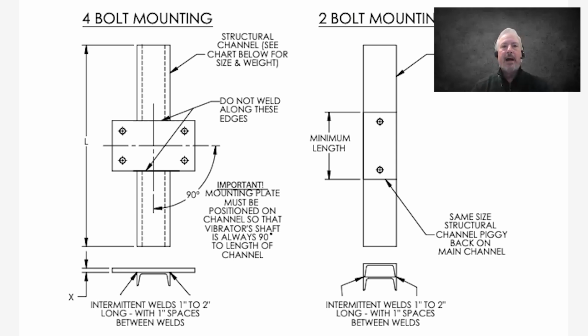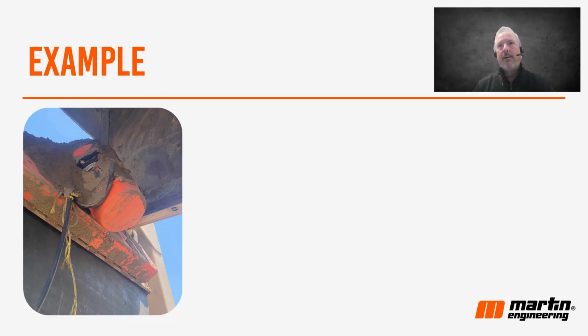The channels we provide when we sell vibrators and put them in the field, the channels that we manufacture that are engineered for each of those force outputs, are oriented so that the vibrator can only be mounted 90 degrees to the length of the channel and can only be stitch welded. Here's a photo of an electric vibrator mounted on our channel on a decent sized wall. You can see it's stitch welded in place, and the vibrator shaft line is 90 degrees to that length of channel.